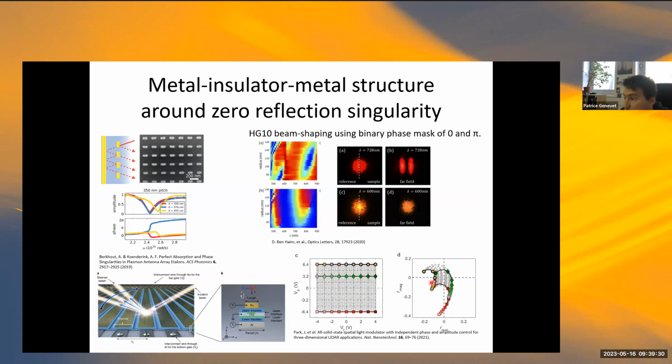In order to get 2-pi phase modulation, here is an example from this Samsung paper, where they show that by applying 2 different types of voltage to this metal insulator metal structure, they were able to engineer the reflection phase from 0 to 2 pi. And that works simply because, again, you see in the parameter space, they were able to encircle zeros. So we understand the physics of a reflective metasurface.